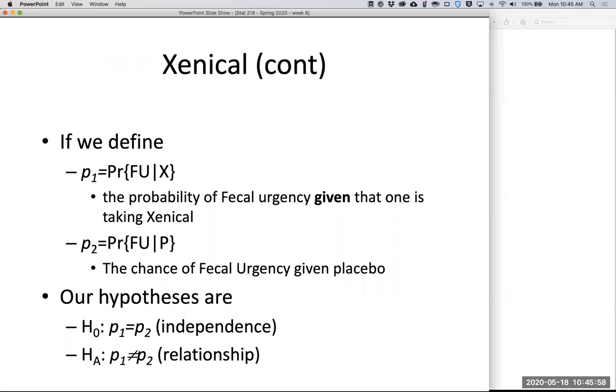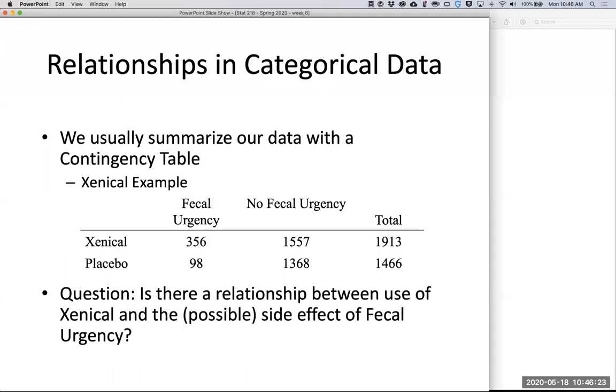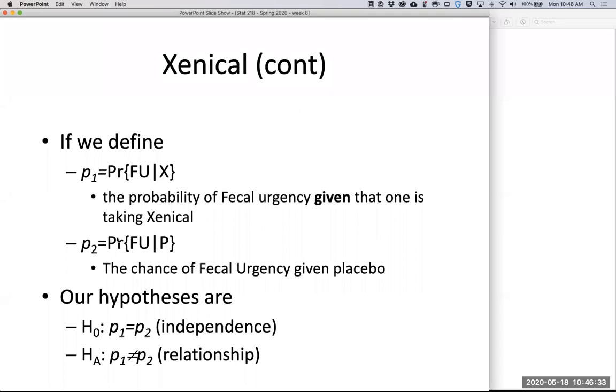Well, with the hypothesis test, we can define 2 different numbers, P1 and P2. I'm defining P1 as the rate of fecal urgency if you're in the Xenical taking group, literally the chance of FU given you're taking Xenical. And I'm going to define P2 as the corresponding rate for the placebo group. You might even think about our data as providing natural estimates of P1 and P2. The rate of fecal urgency of the Xenical taking people would be P1, and P2 is the rate in the second row.